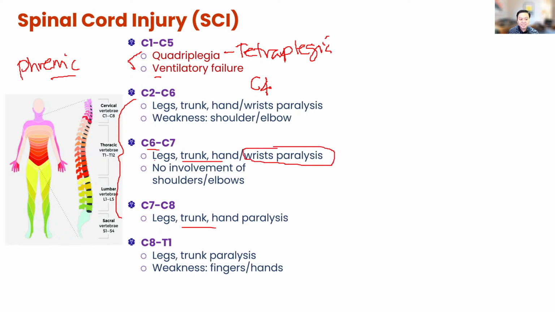All right. Now for C8 to T1, or the first thoracic, our patient will have paralysis of the trunk area and also the legs. And our patient's fingers and hands will be weak as well. I mean, the tone of their muscles will be severely weak this time.